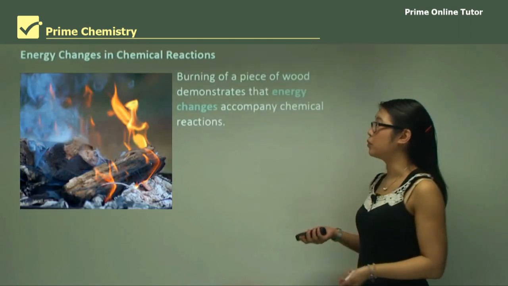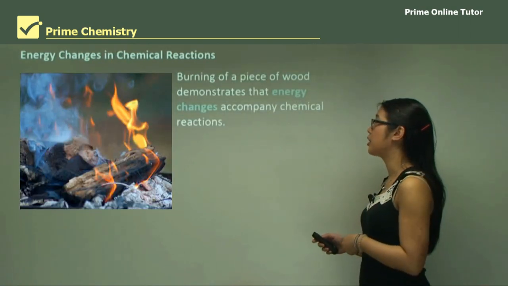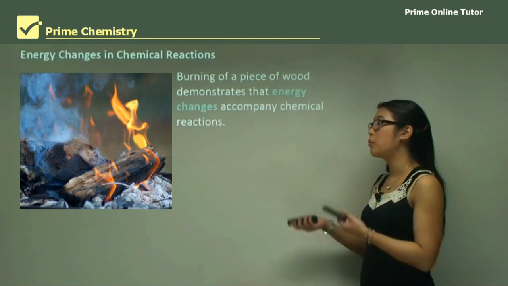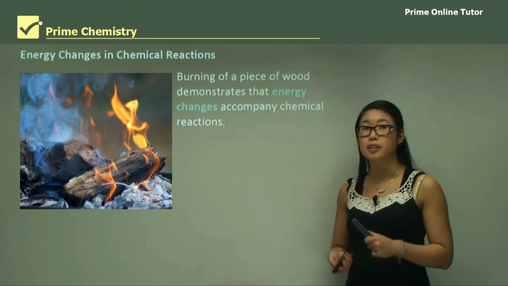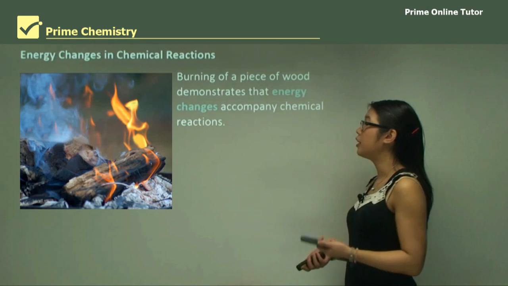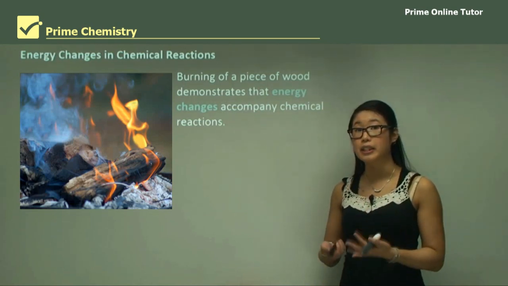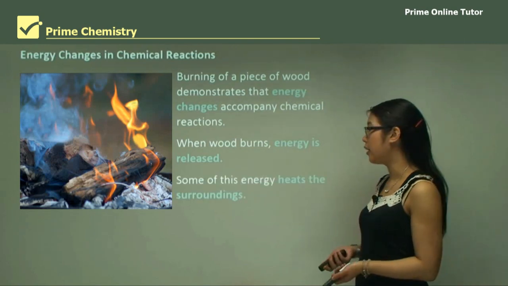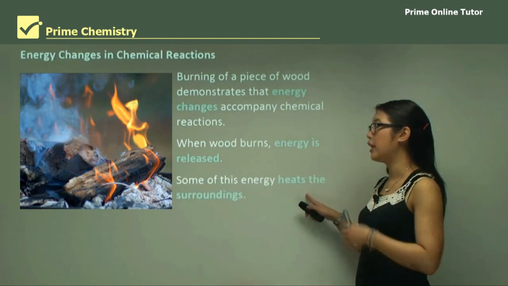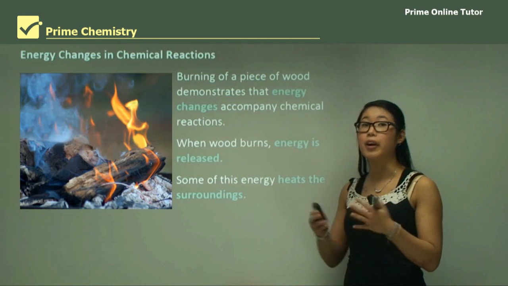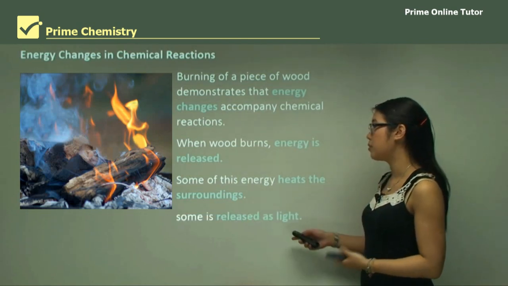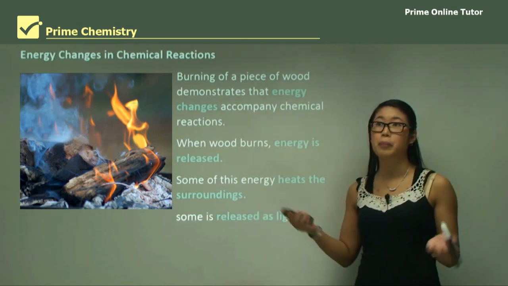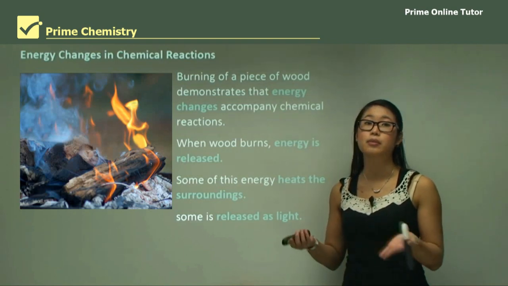So burning a piece of wood demonstrates that energy changes accompany chemical reactions. When we burn the piece of wood, the chemical reaction is the combustion. But we know that energy changes occur because we feel heat and we see light. So energy is released in the form of heat and light. Some of this is heat into the surroundings, so that's why the air around it feels hot. And some is released as light, so that's why we can make a campfire at night and still see each other in the dark.